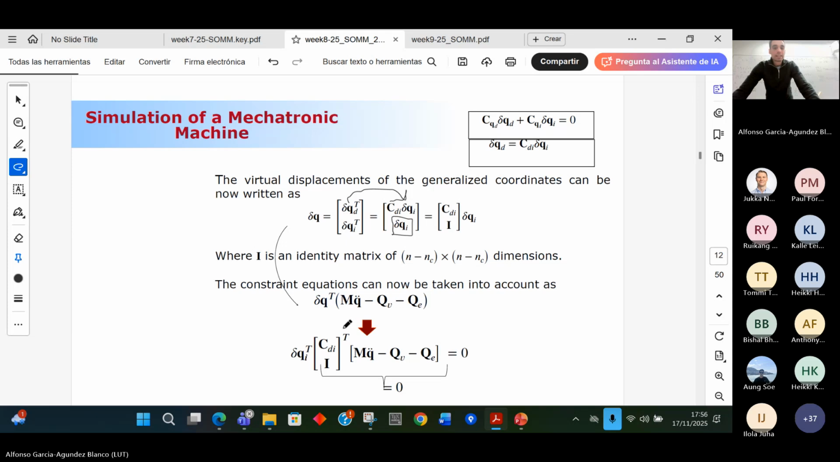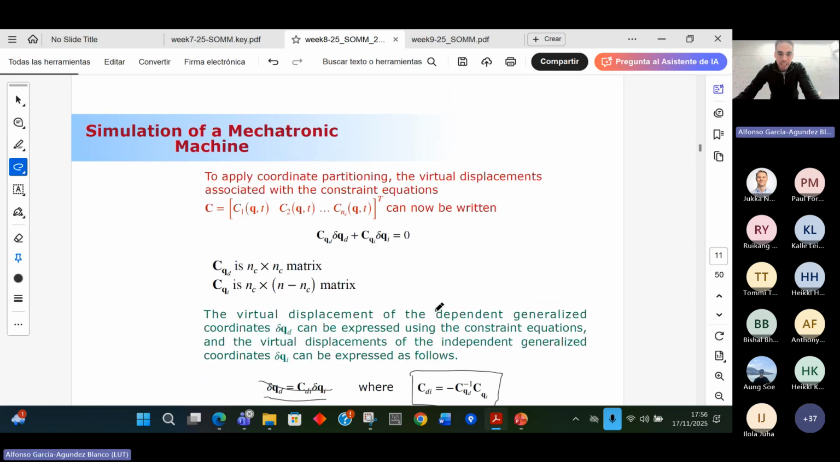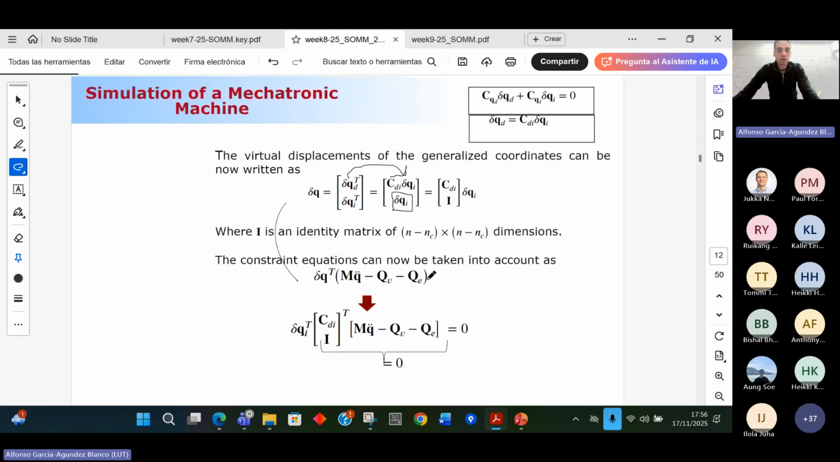And now, if you remember the equation that we started with, since this delta Q is a kinematically admissible displacement, because I use the constraints to relate the dependent with the independent coordinates, I can set that equation equal to 0, okay? So basically, this equation can be set equal to 0 here, and in the delta Q, I can use the relation between the total coordinates and just the independent ones. So this equation here is what is called the equations of motion using the embedding technique.